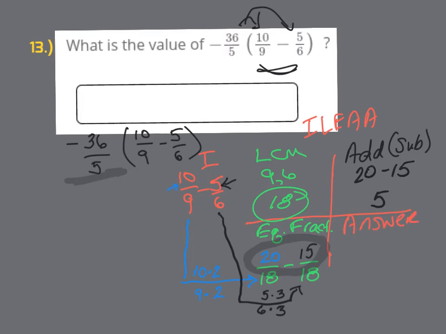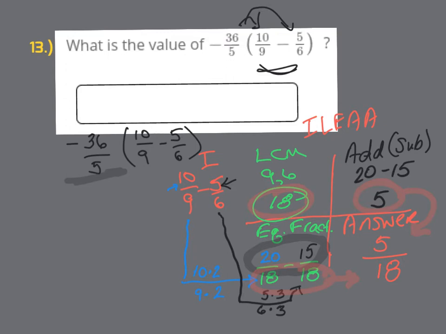And what I do for that is I take the 5 that I found here. That's going to become the numerator, the number on top. And for the bottom number, that's my LCM, which I find right here, or you can find it down here. It truly does not matter because it should be the same. So my final answer is 5/18.